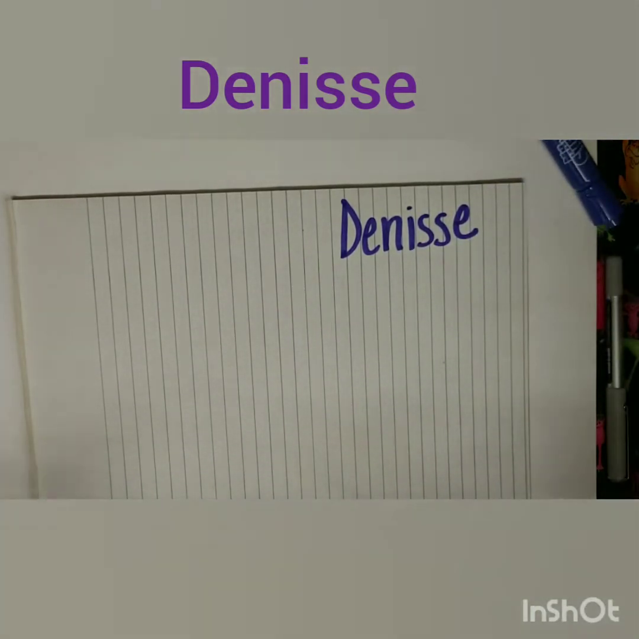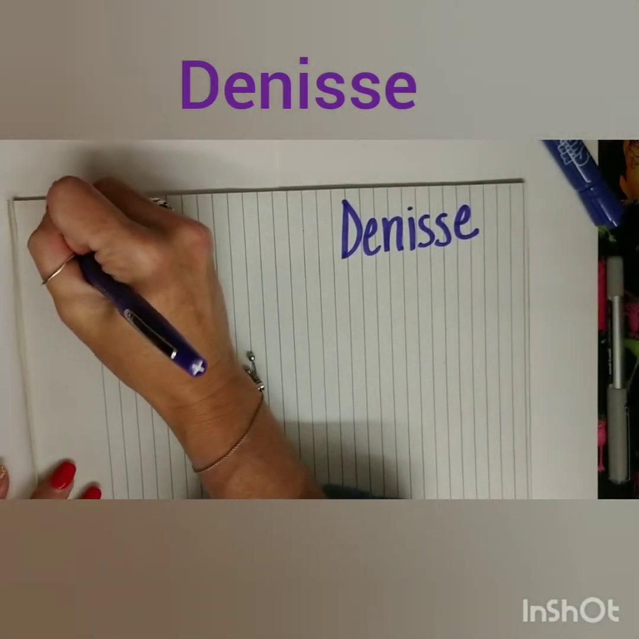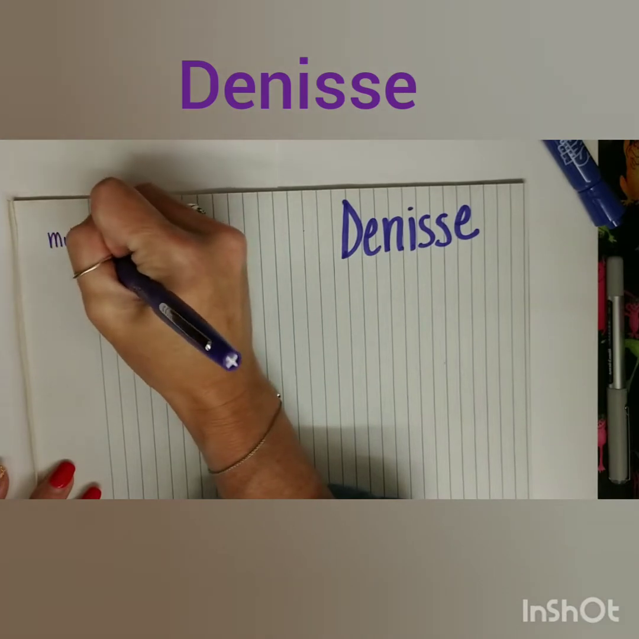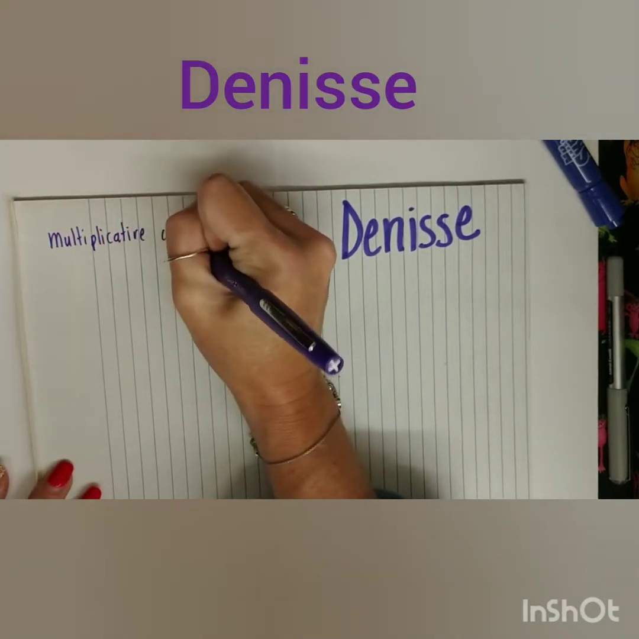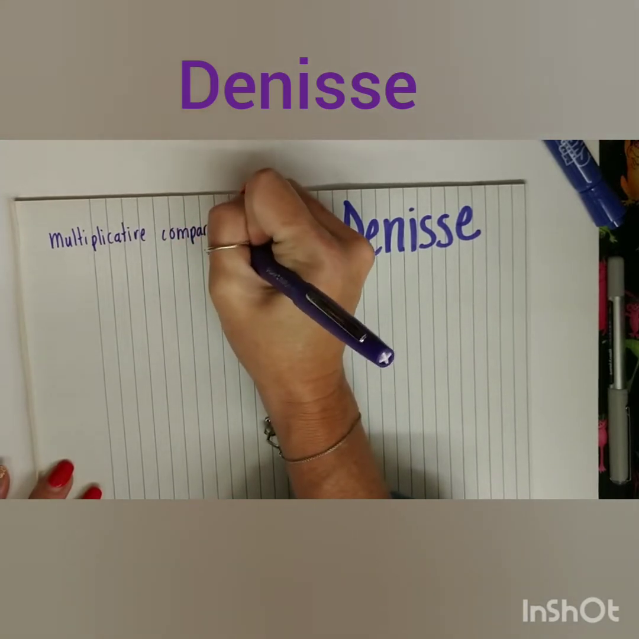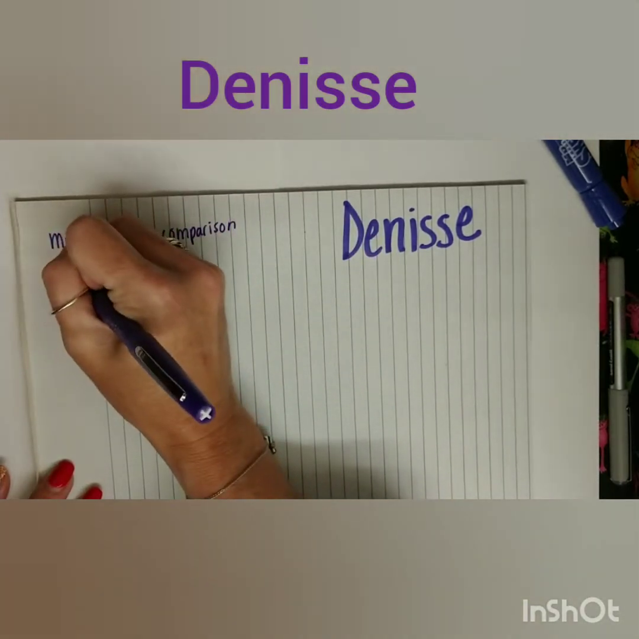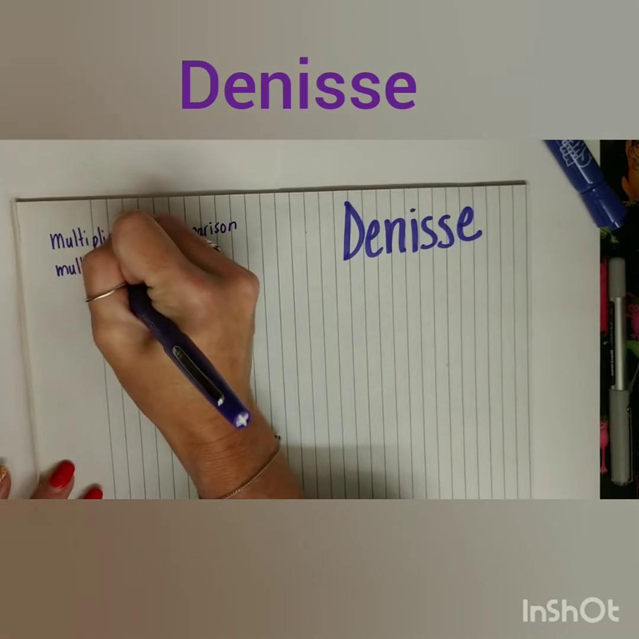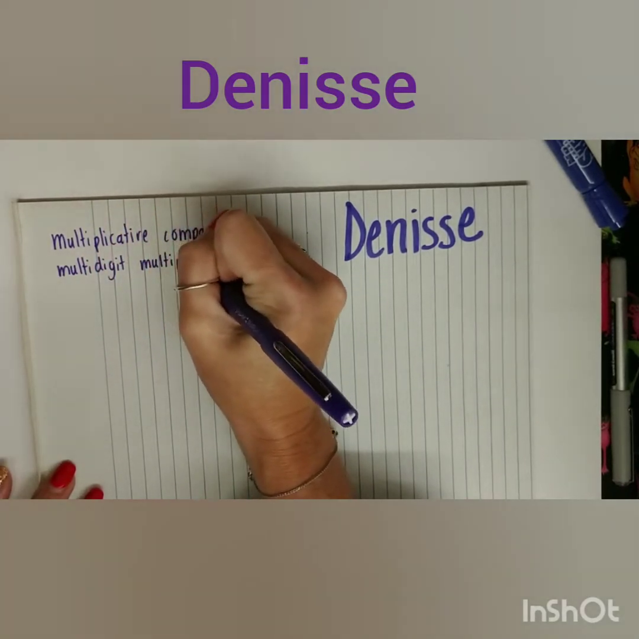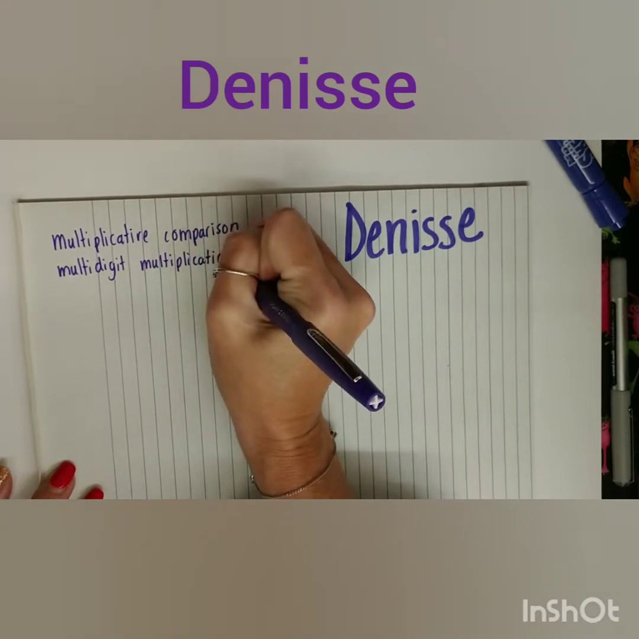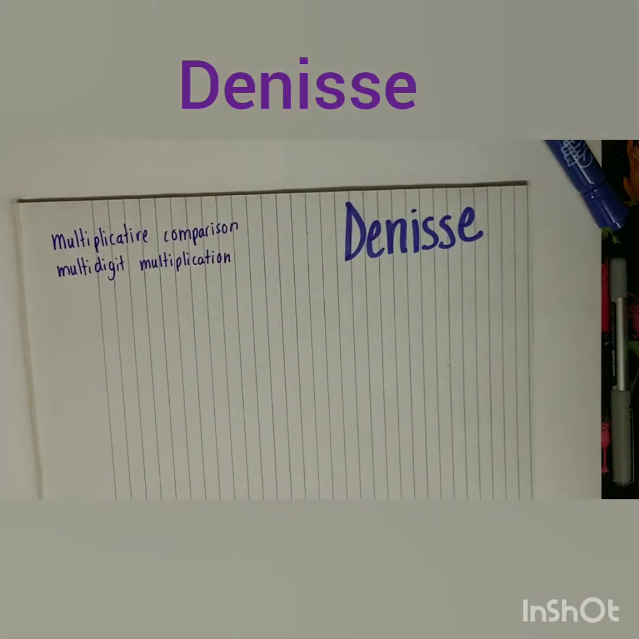All right, Denise. So you needed to work on multiplicative comparisons and multi-digit multiplication. All right, so let's start off with our multiplicative comparisons. And I'm going to put a problem here.